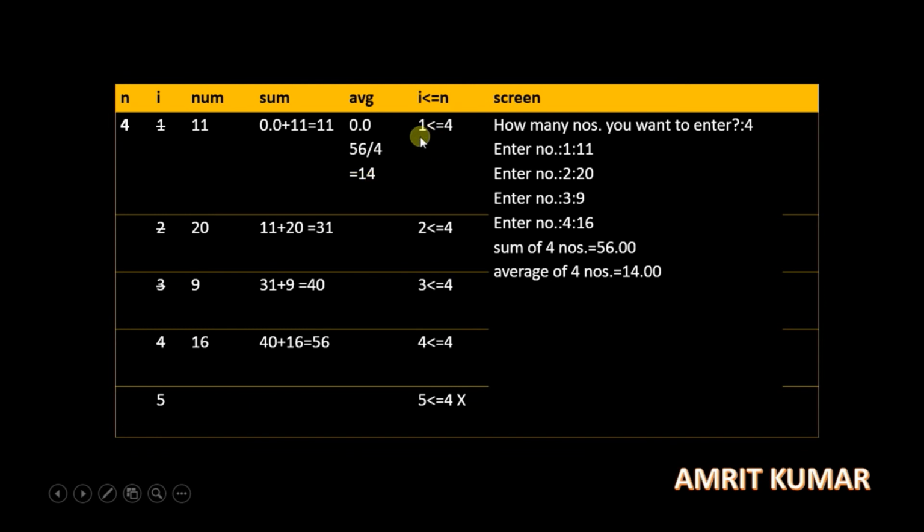So this is the working principle. So this is the condition, and this is a false condition. When i becomes 5, the condition becomes false. Then the for loop is not going to be executed and it terminates. So you can see the output here. The user has given us 4. Enter number 1 has been printed on the screen, that is 11. And in a similar way, these are all the numbers. So the sum of 4 numbers is going to be 56, and the average of 4 numbers is going to be this.